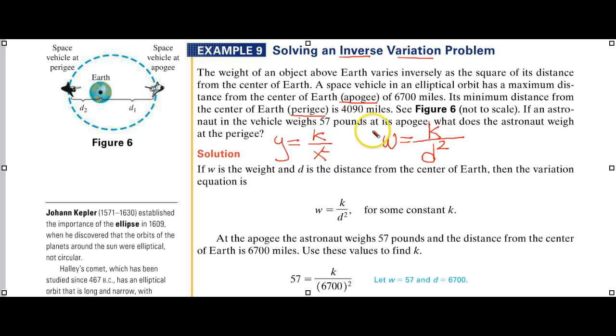What would the weight be? Well, they're giving us at the apogee, this person weighs 57. We don't know k, but we know the distance at the apogee is 6,700 miles that we need to square. So we're going to square this first and then multiply it by 57. That will give you what k is.